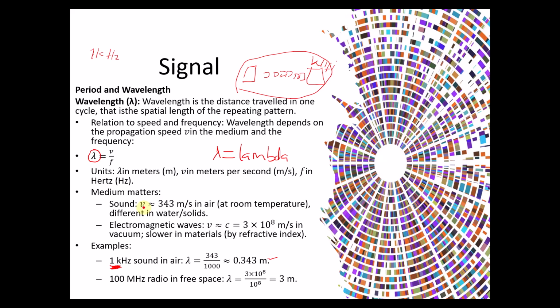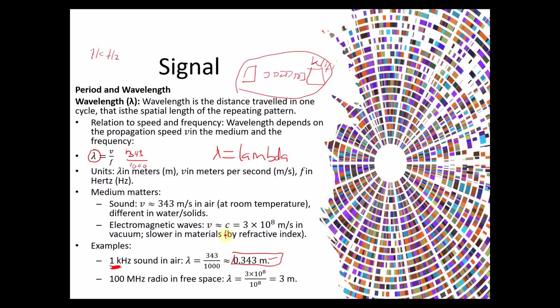The speed of your signal in the air will be 343 meters per second. So now if you input them in the formula, we have velocity, which is 343, over the frequency. 1 kilohertz means 1000. And then now you have your answer here, and the unit is meters.